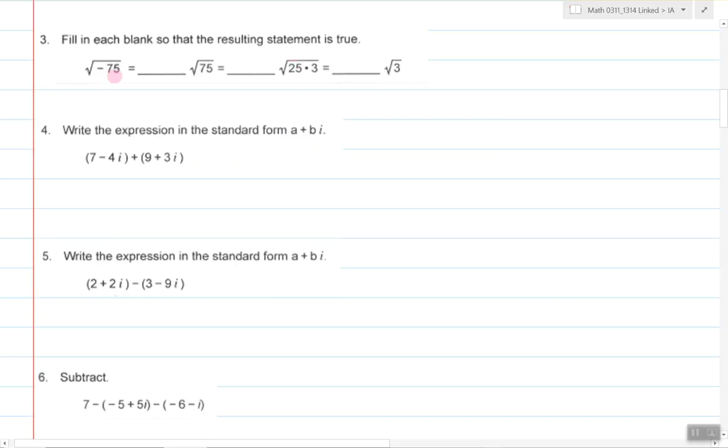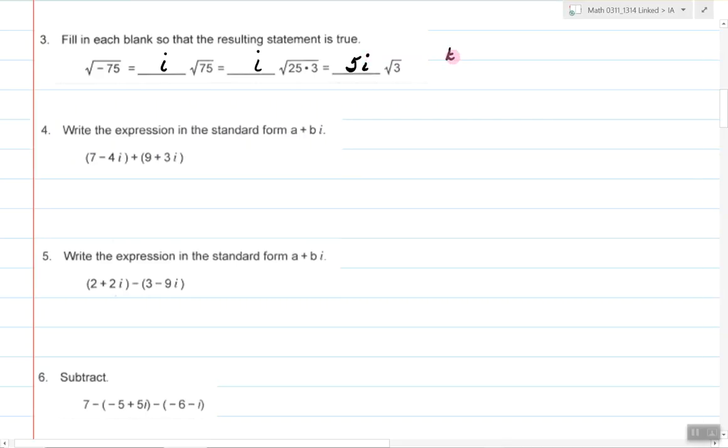Now we're going to think about simplifying square roots that have negative radicands. If you have a negative under the radical, you can eliminate it by putting an i outside the radical. Then you can simplify the positive part, keeping the i. You would factor it into the square root of 25 times the square root of 3. So you would have 5i square root of 3.